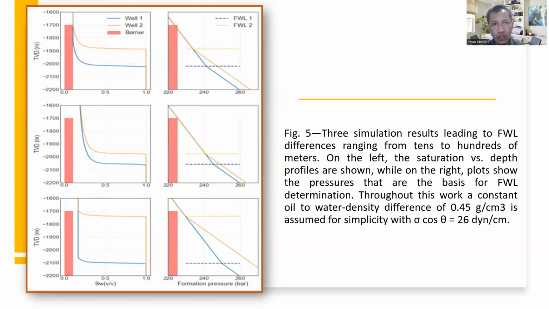The simulation assumes a constant oil-to-water density difference of 0.45 gram per cc, and a surface tension (IFT) of 26 dyne per centimeter. As the result, a significant number of simulations, I think around 20,000 iterations, were conducted to understand the phenomenon of perching. The simulation focused on the difference in the free water level between zone 2 (perched) and zone 3, which serves as a diagnostic indicator for perching.